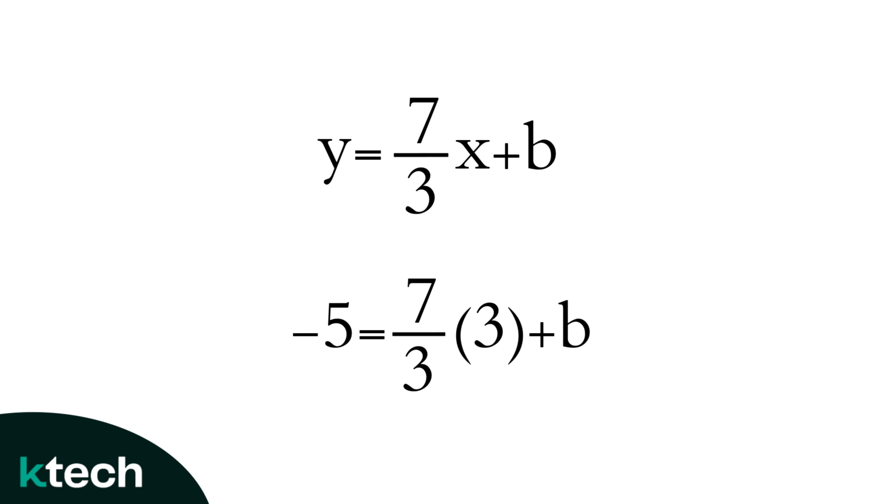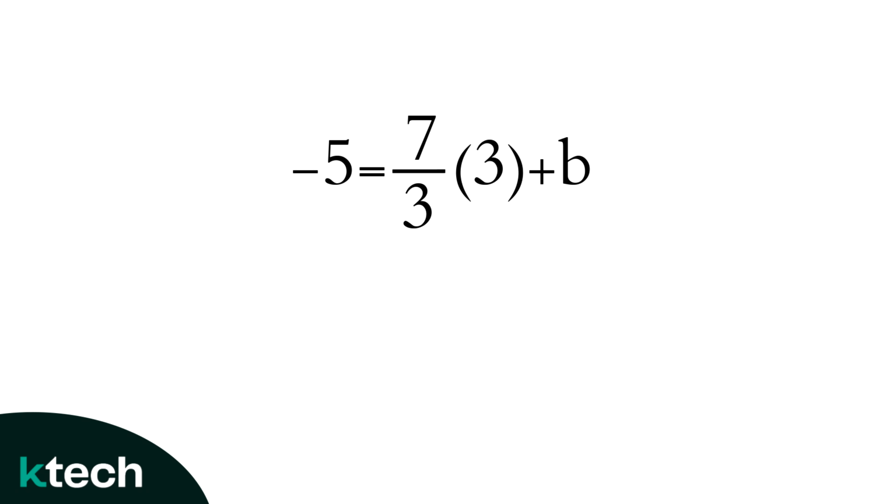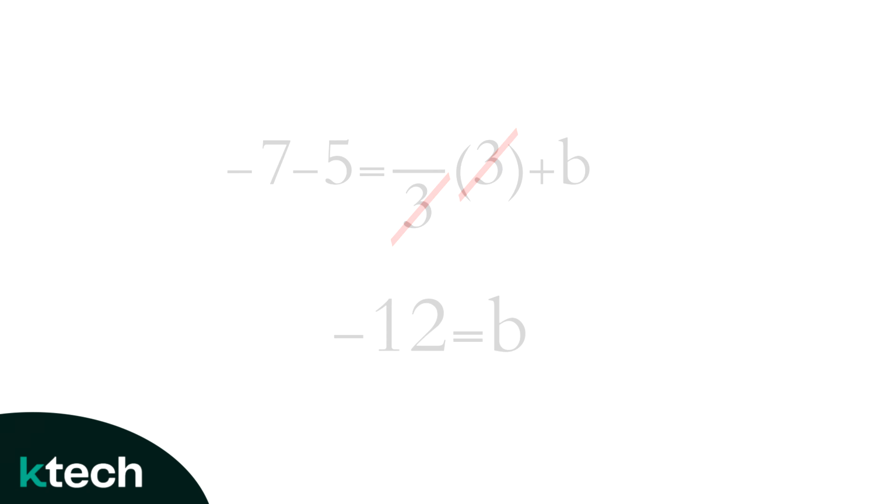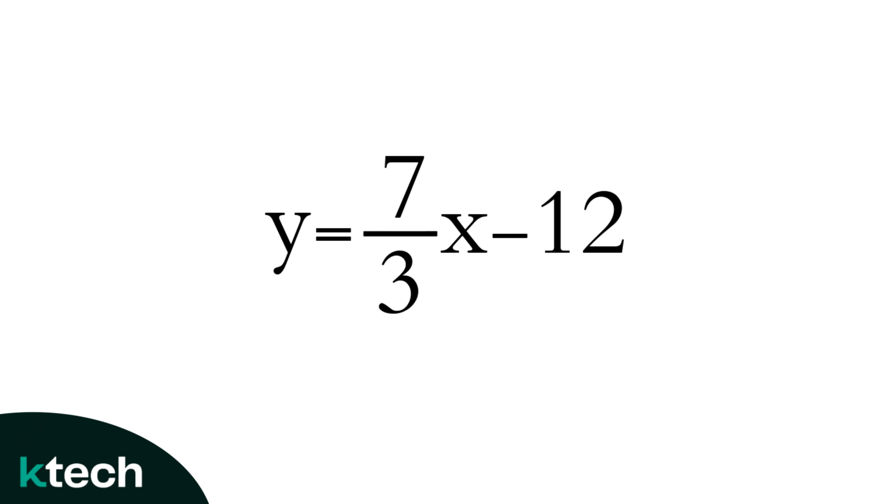-5 = (7/3)(3) + b. So let's solve for b now. Kick the 7 out to the left and change the sign. So we have b = -12. So the equation of this line is y = (7/3)x - 12.